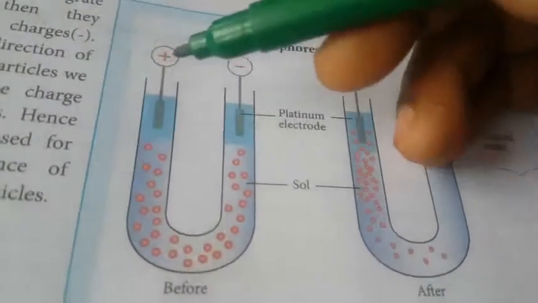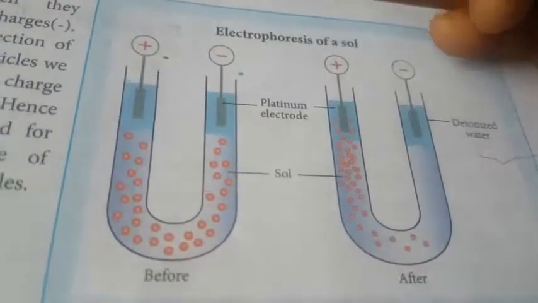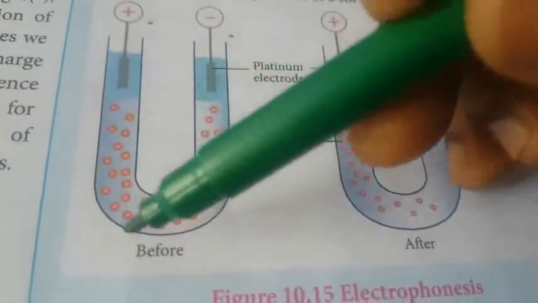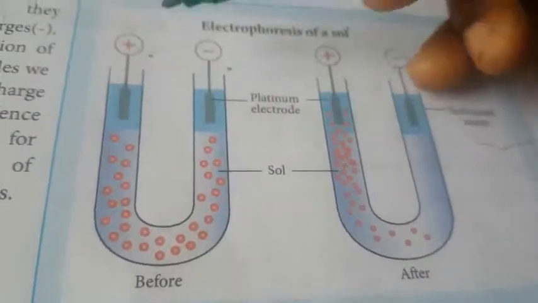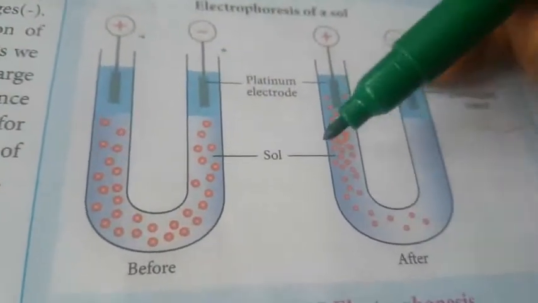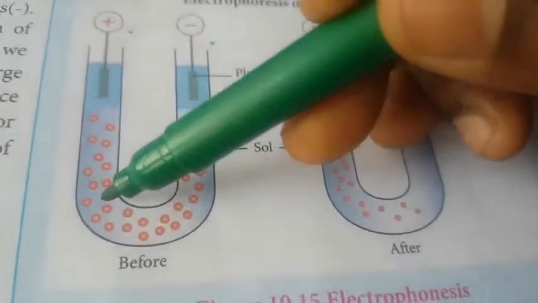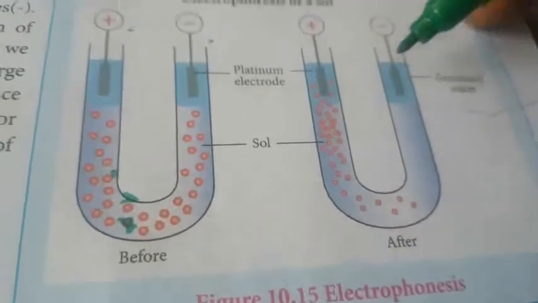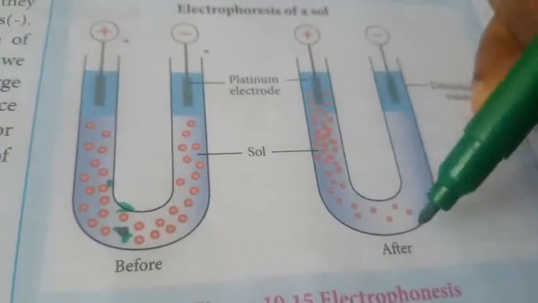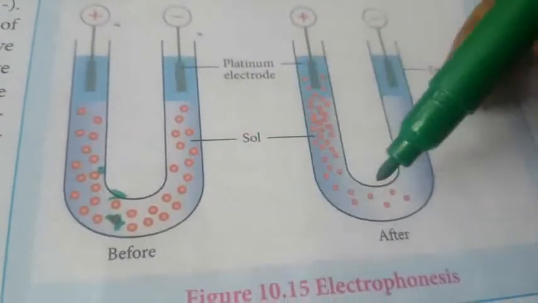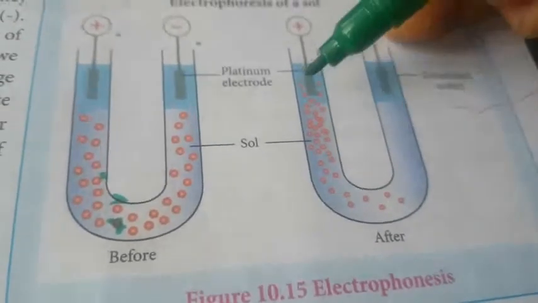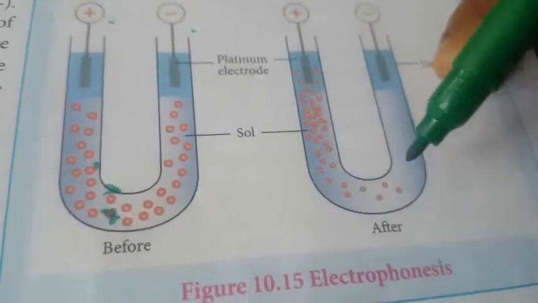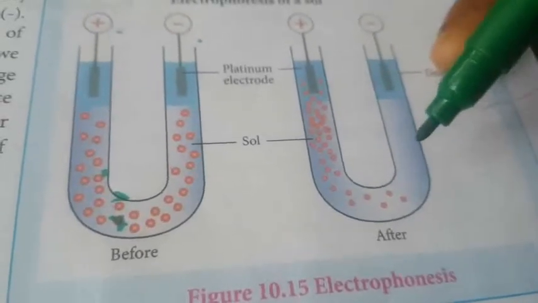So here this is anode, this is cathode, right? This is positive charge, this is negative charge, this is the colloidal solution. When electric current is passed, what will happen? Now the particles move towards the negative charge, which means it is the solution containing positive charge. Suppose the particles move towards the positive charge, it means the colloidal solution contains negative charges.